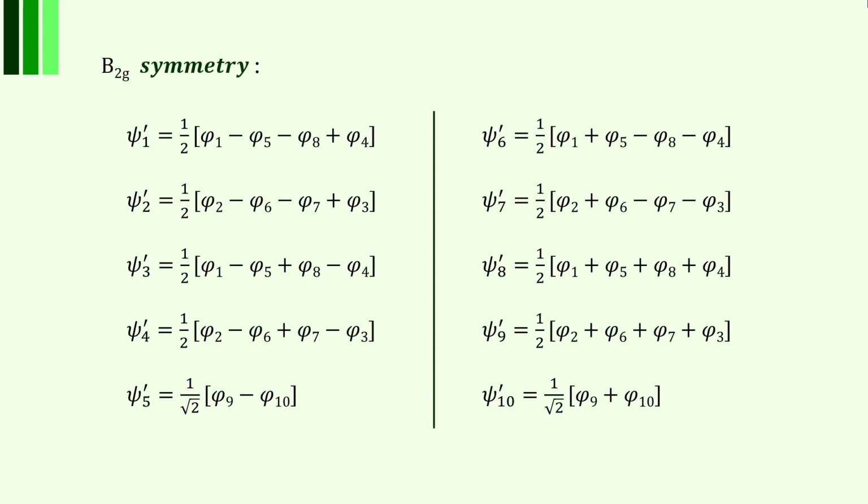Using the projection operation technique, we have been able to develop the equations which are now on the board for B2g symmetry, that is psi 1, and the second one is psi 2, with phi 6 minus phi 7 plus phi 3 in it. The normalized wave function for the third one is phi 1, phi 5, phi 8 and phi 4 with the positive and negative signs coming alternately. For psi 4, the contribution is coming from everywhere, not only from B2g. So you have psi 2 minus psi 6 plus psi 7 minus psi 3 and so on.